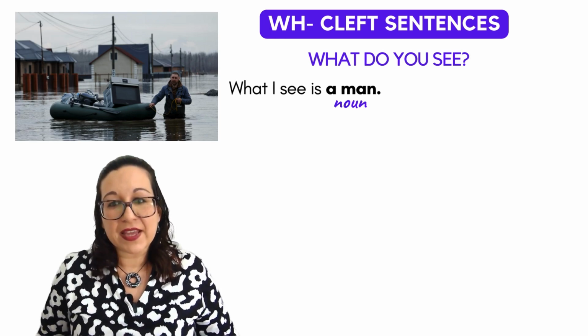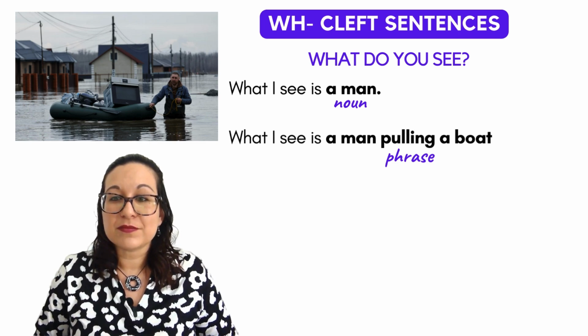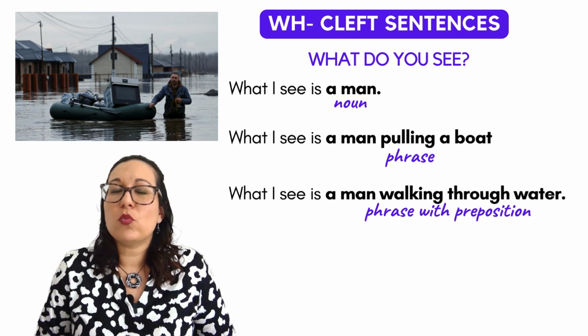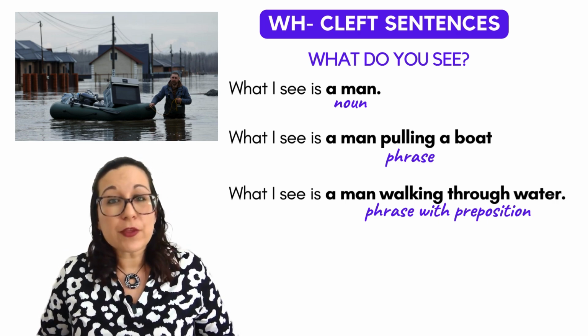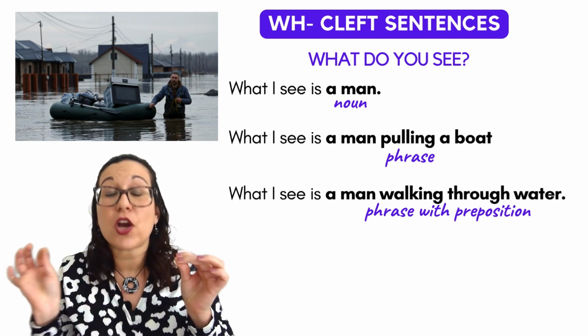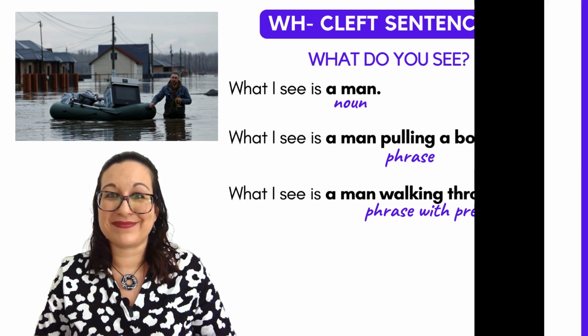What I see is a man. What I see is a man pulling a boat. What I see is a man walking through water. So you can have a phrase with a preposition there as well. That final tail can get quite long, as you saw in my previous examples.